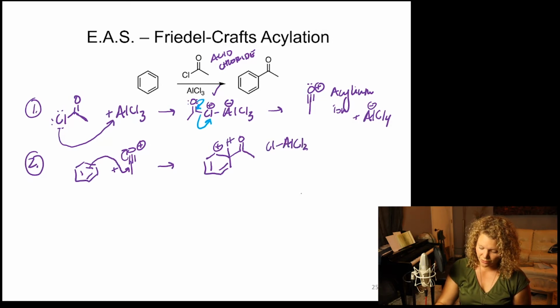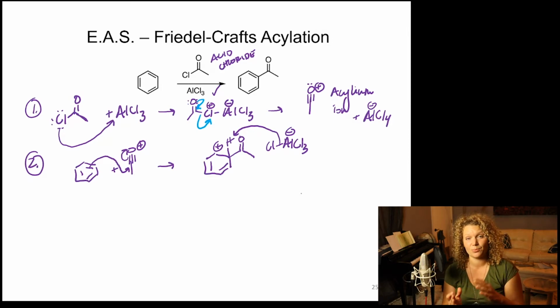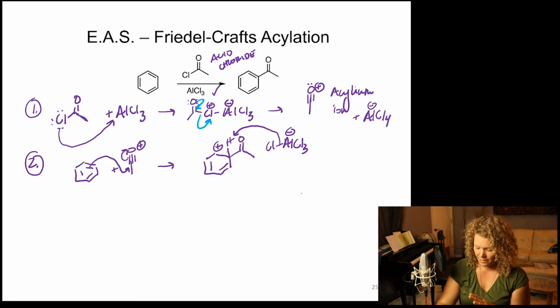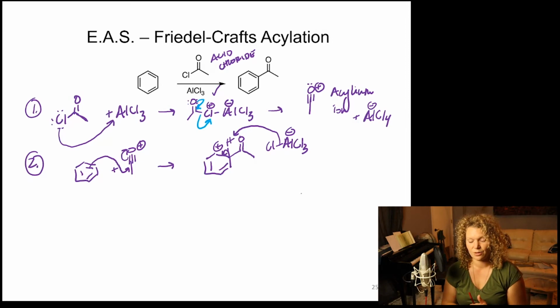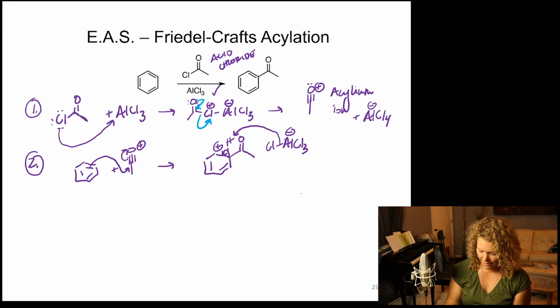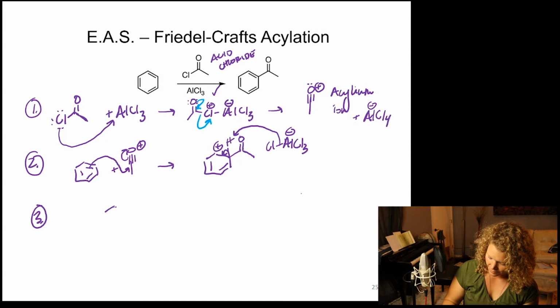Now we're going to do the third step that we've seen before. We are going to restore the aromaticity. We're going to take the proton from here. The electrons from that carbon-hydrogen bond will push down and restore the aromaticity of this aromatic ring.